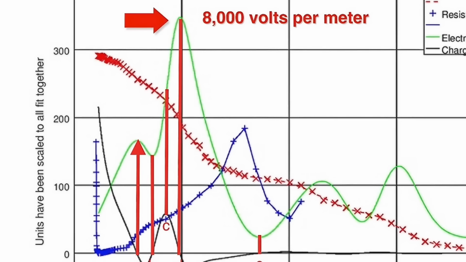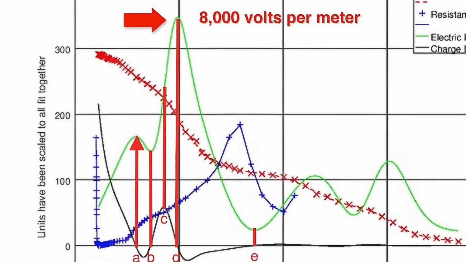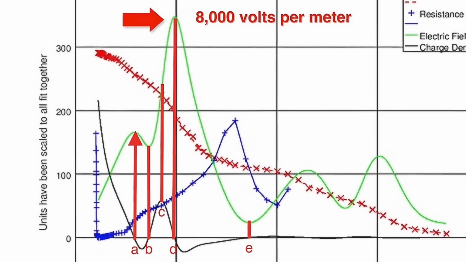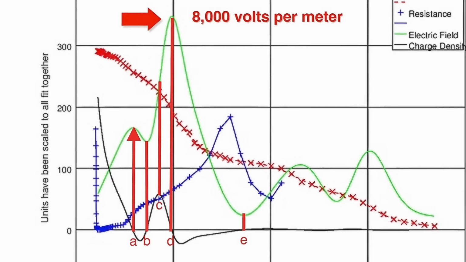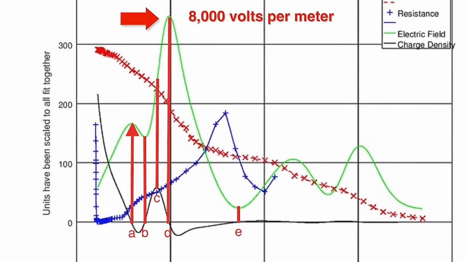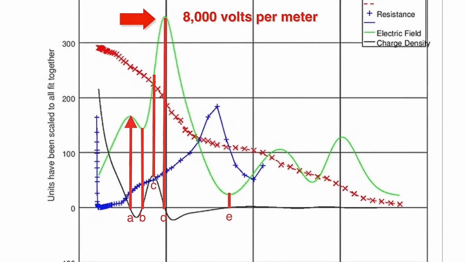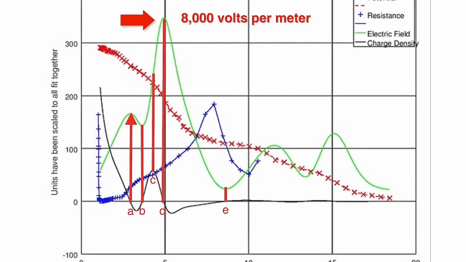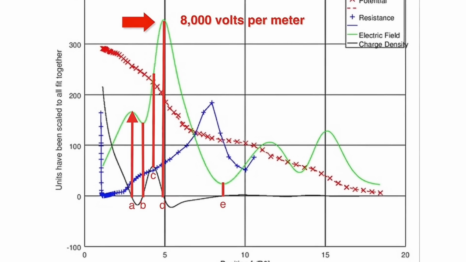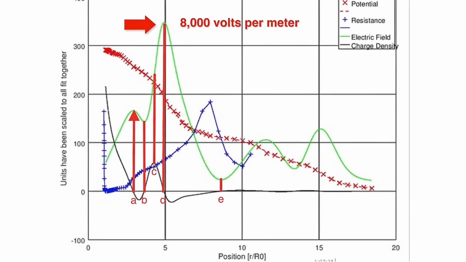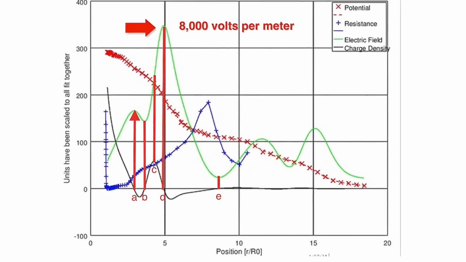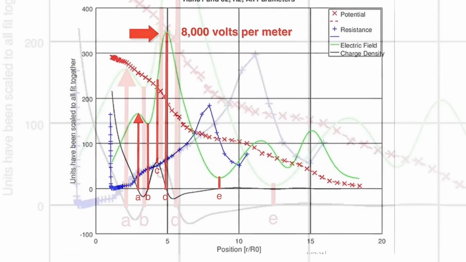A positively charged spherical layer is located at radius point C. Its location corresponds exactly to the steepest rise in the E field plot. Let me say that again. The positively charged spherical layer located at point C is at exactly the right spot. Its location corresponds exactly to the steepest rise in the electric field, the green plot.